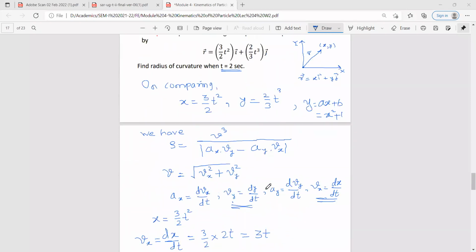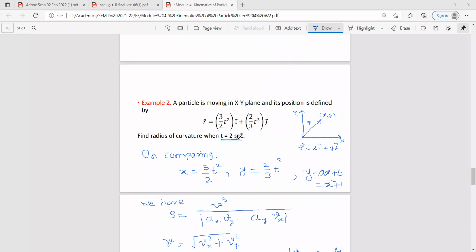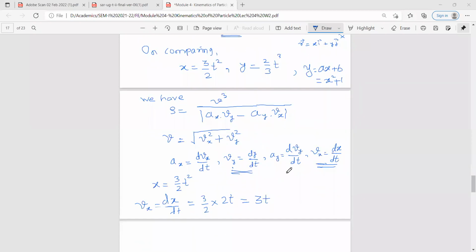So unit, you see what unit is given? It is given in second, and here it is not mentioned meter or centimeter. Okay, so we will use meter only.